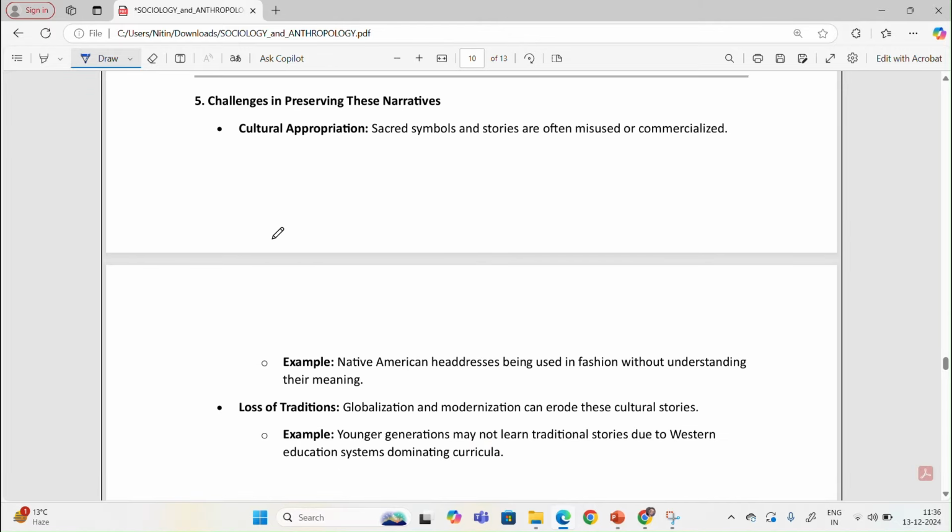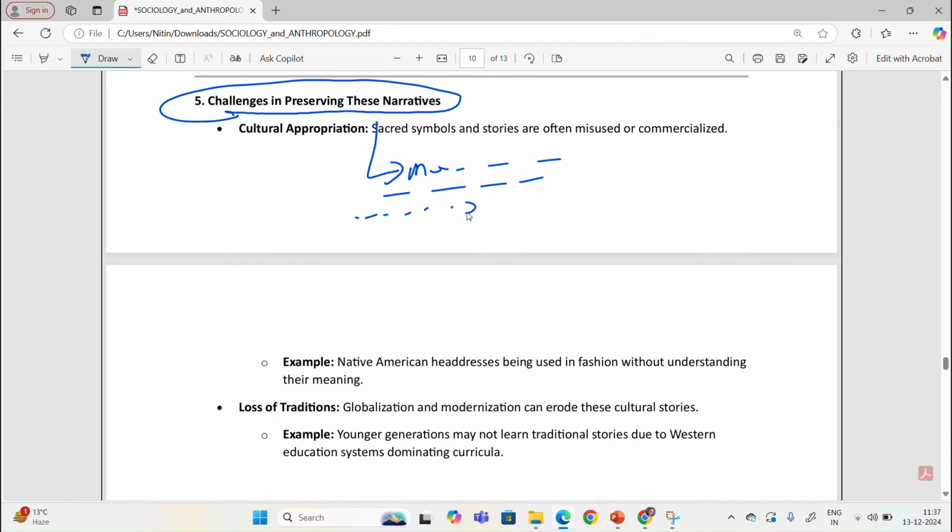And then there can be a passage upon challenges in preserving these narratives or these ancient cultures. So there was once a passage upon how museums find it difficult to actually raise funds for preserving ancient artifacts that have been found. So this is a very materialistic way of looking at it. But a lot of times these ancient and indigenous narratives are lost to cultural appropriation. That is, sacred symbols are marketed, used for cosmopolitan purposes, and often misused or commercialized. This leads to cultural appropriation.